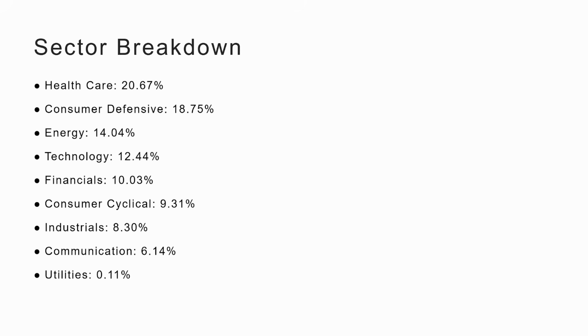And SCHD's sector allocation tells you exactly what kind of investor it is built for. So the sectors break down as follows. You've got healthcare at 20.67%, which is defensive, recession resilient, with stable cash flow. Consumer defensive, which is 18.75%. So think like your food, your household goods, essentials that people are going to be buying in every economy.